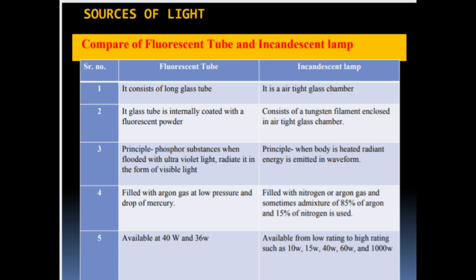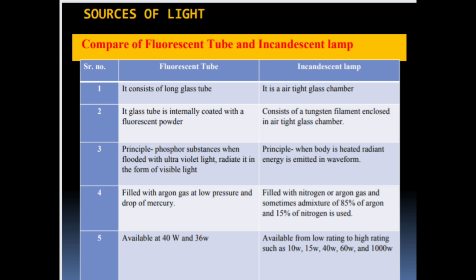After this we see the comparison of fluorescent tube and incandescent lamp. This is also very important, questions are asked on this. So first is fluorescent tube. The first point is that it consists of a glass tube, and the incandescent lamp is an airtight glass chamber. Means incandescent lamp is an airtight glass chamber, and fluorescent tube is a long glass tube.